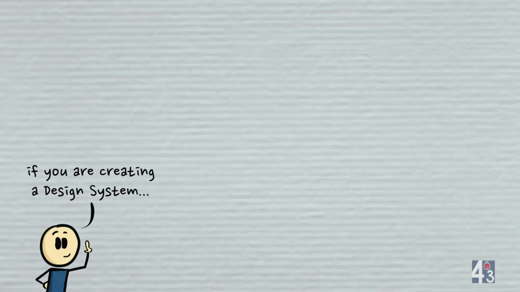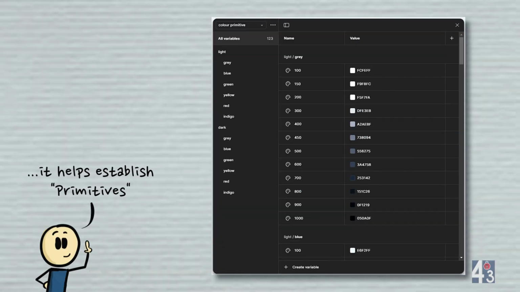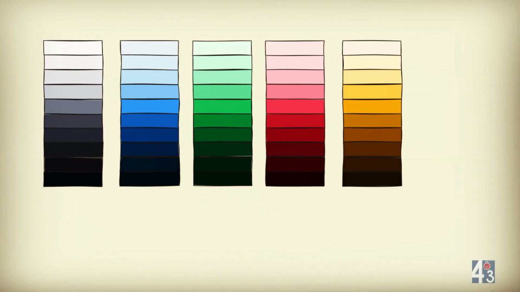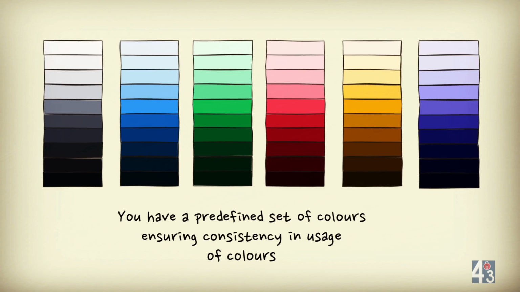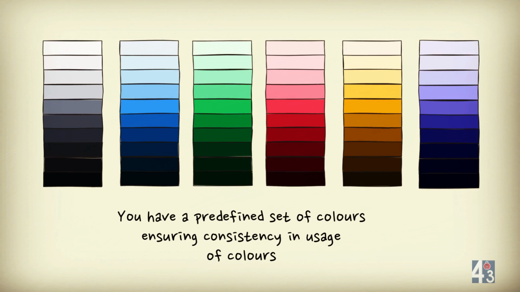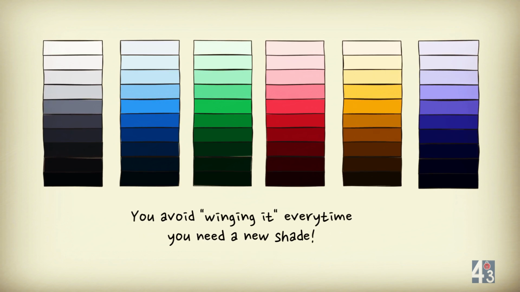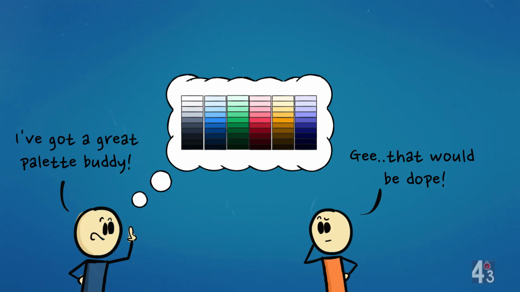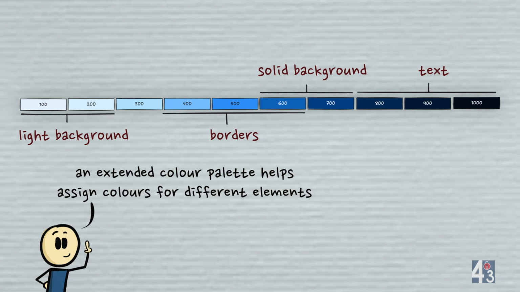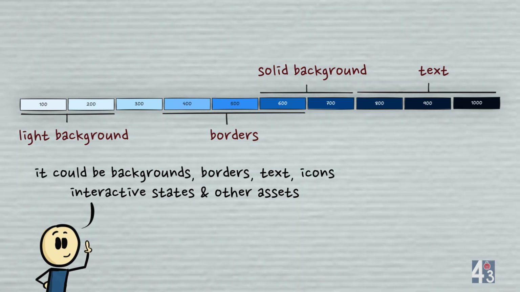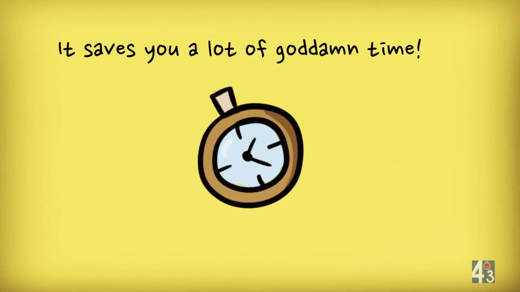Number one, if you're creating a design system, it helps establish your primitives. Having this set right from the get-go forces you to use only the defined colors, ensuring consistency in color usage. You avoid winging it every time you need a new shade. You have a nice palette you could hand off to engineers. An extended color palette helps assign colors for different elements like backgrounds, borders, text, icons, interactive states, and other assets. It also saves you a lot of time going forward with any project.